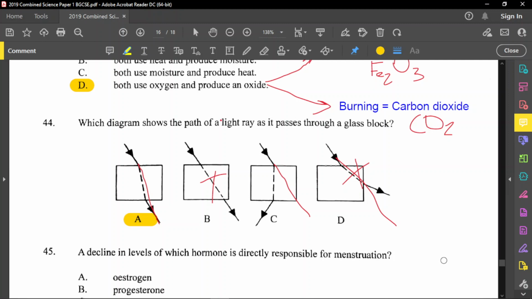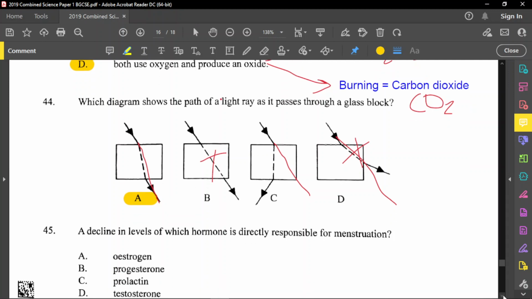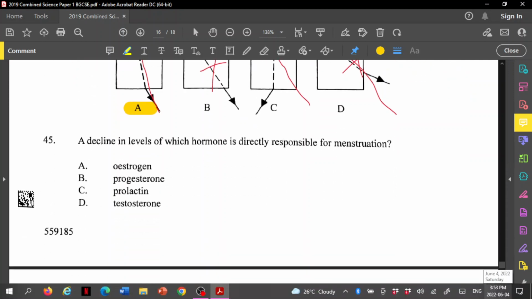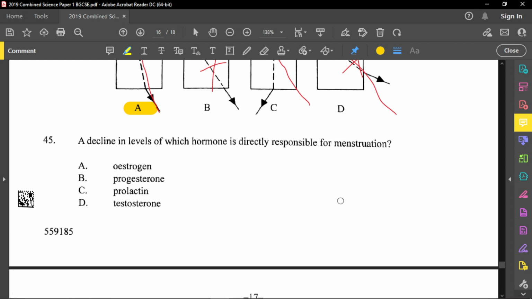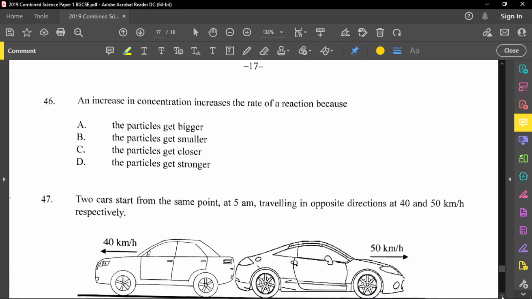Question 45: a decline in levels of which hormone is directly responsible for menstruation. When that declines, you get menstruation, and this is progesterone. You need to know the function of estrogen as well, because estrogen will be needed when you start producing follicles to repair the walls. But as soon as progesterone falls, menstruation starts to take place. So let's jump into 46.